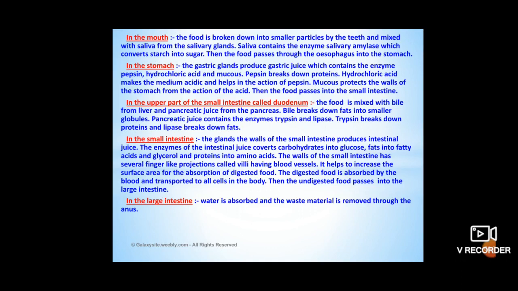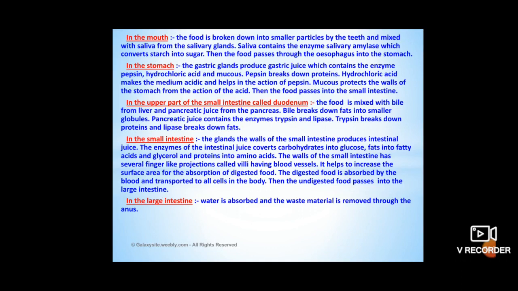So next, we move on to the next step of the digestive system, that is the stomach. See children, when the food enters our body, in the stomach, previously we discussed some glands: salivary glands, gastric glands, pancreatic glands, liver, gallbladder. These are the glands that help to secrete some digestive enzymes. Let us discuss now systematically.